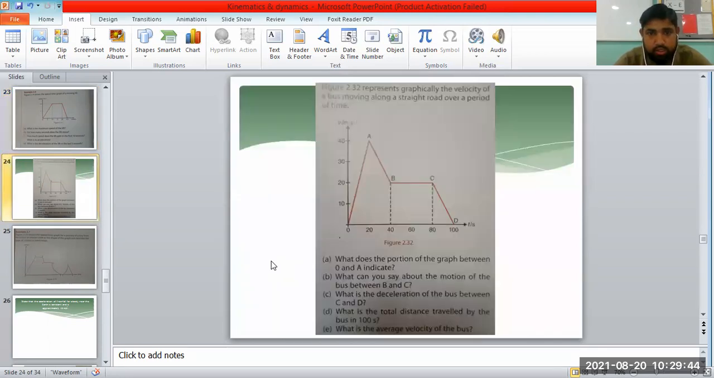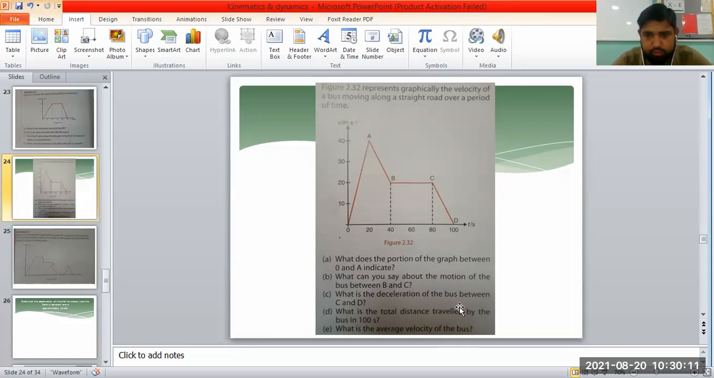Okay, this question, what does the portion of the graph between O and A indicate? O and A. So that's a speed time graph, and this straight inclined line means object is accelerating uniformly. What can you say about the motion of the bus between B and C? Between B and C, bus is moving at constant speed.